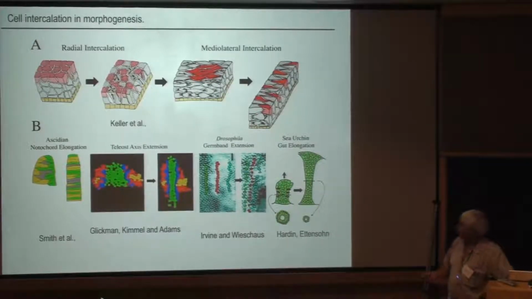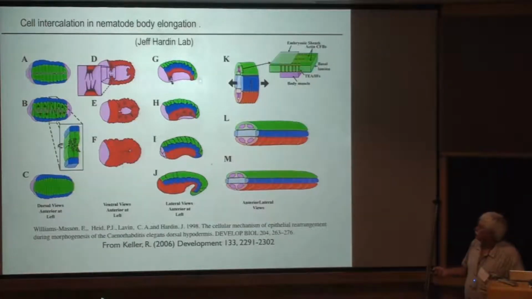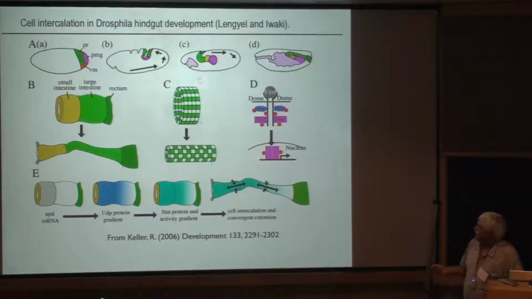This whole business of cell intercalation has turned out to be ubiquitous. It's everywhere, too numerous to mention. This is how it works in the frog and mesenchymal cells. I'll talk about that in a minute, but it happens in the ascidian, teleost, germ band extension. I mentioned the sea urchin gut elongation, nematodes. You can look at this yourself. Hindgut.